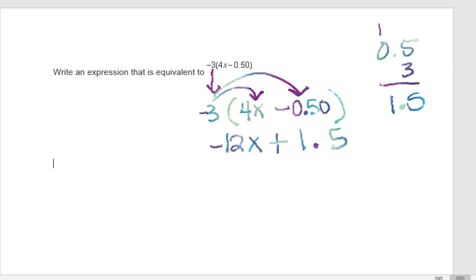an equivalent expression. It's very important to pay attention to signs. We have a negative times a positive, which is a negative. But then when we multiply here, we have a negative times a negative, which is a positive, which is why you can see I put a plus sign. The sign in front of a number tells you if it's positive or negative.